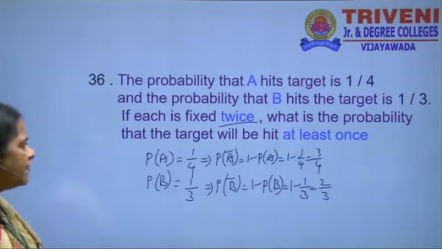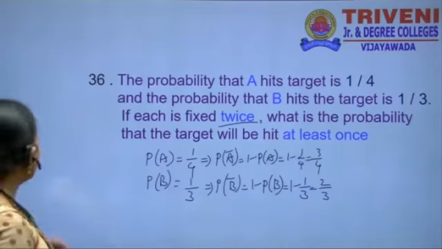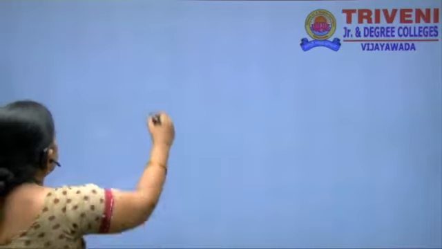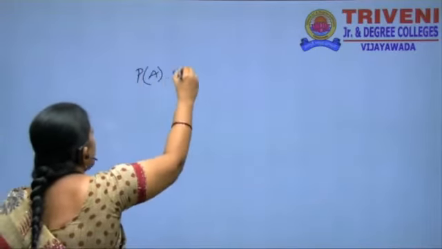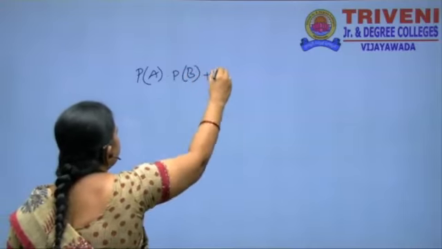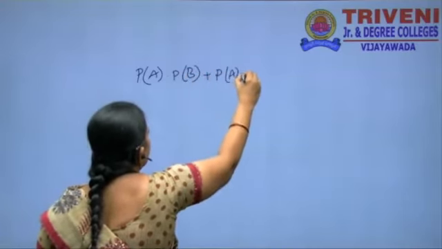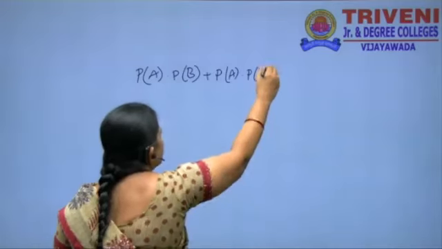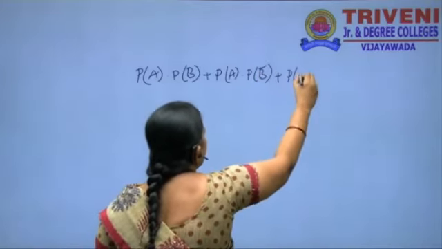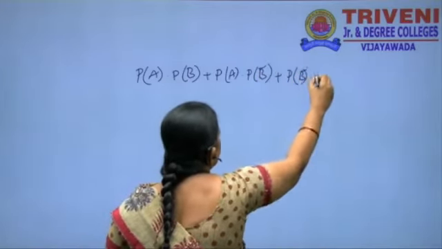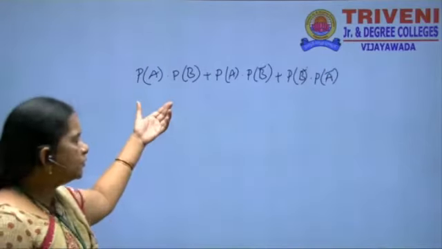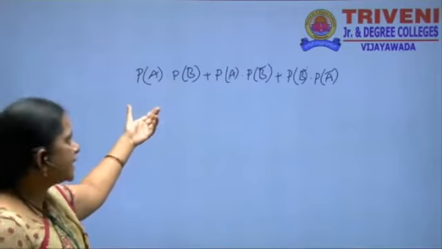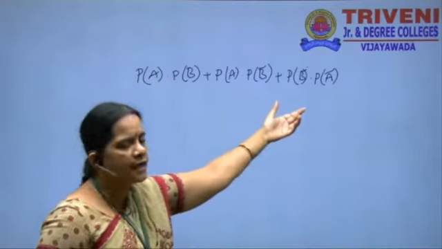The probability that the target will be hit at least once is P(A) into P(B) plus P(A) into P(B bar) plus P(B) into P(A bar). We take both, two times we have data hit the target. Here A only, here B only.